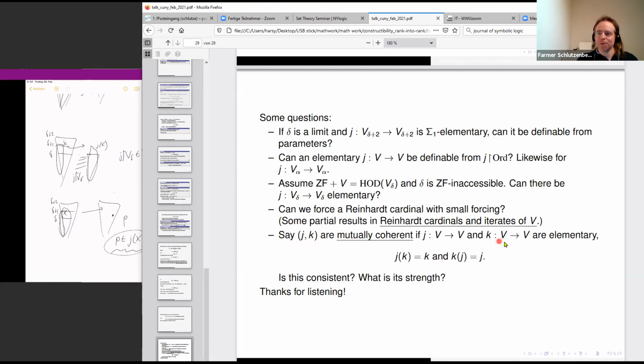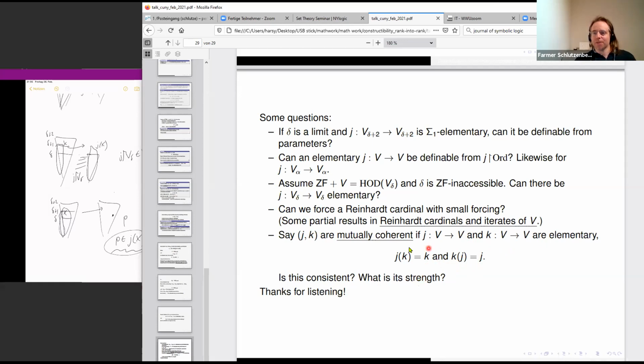If J and K are both Reinhardt embeddings, and we've got ZF with respect to J and K, the pair, ZF(J,K), so we can talk about J and K together. They're mutually coherent if they're Reinhardt embeddings and they fix each other. So J of K is K and K of J is J. Is that consistent?